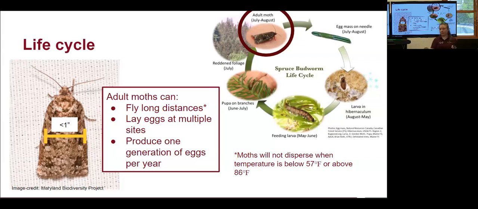But this immediately makes me think of, well, what about climate change? With our warming temperatures, how is this going to impact the dynamics of how these adult spruce budworm moths fly and spread their population? Could they potentially have more time to fly in the summer when the temperatures are favorable for those moths? It's all something to think about as we go into the future.